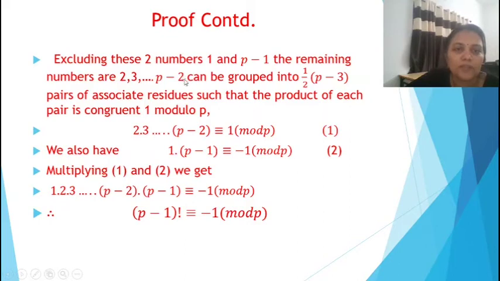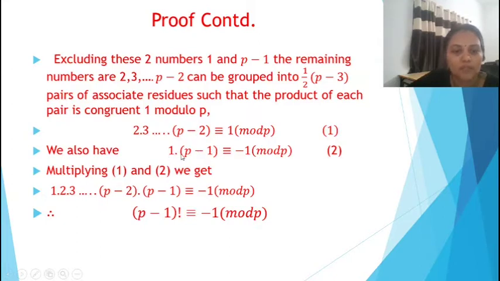The remaining numbers 2, 3, etc., p minus 2, that is p minus 3 numbers, can be grouped into (p minus 3) by 2 pairs of associated residues, such that the product of each pair is congruent to 1 modulo p. So the product 2 into 3 into etc. into p minus 2 is congruent to 1 mod p. Also, earlier we got 1 into p minus 1 congruent to minus 1 mod p.